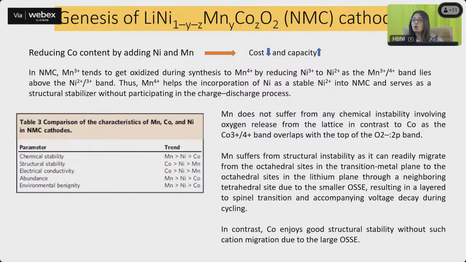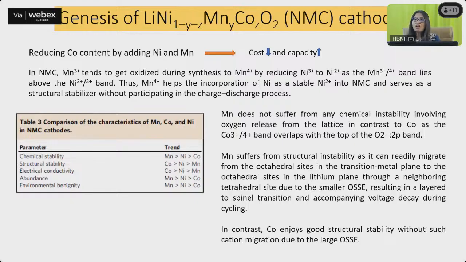Why? Because it has a smaller octahedral site stabilization energy. So this results in the layer to spinel transition and accompanying voltage decay during cycling. So that is why only LiMnO2 cannot be used. This is one of the biggest problems because it suffers from structural instability.